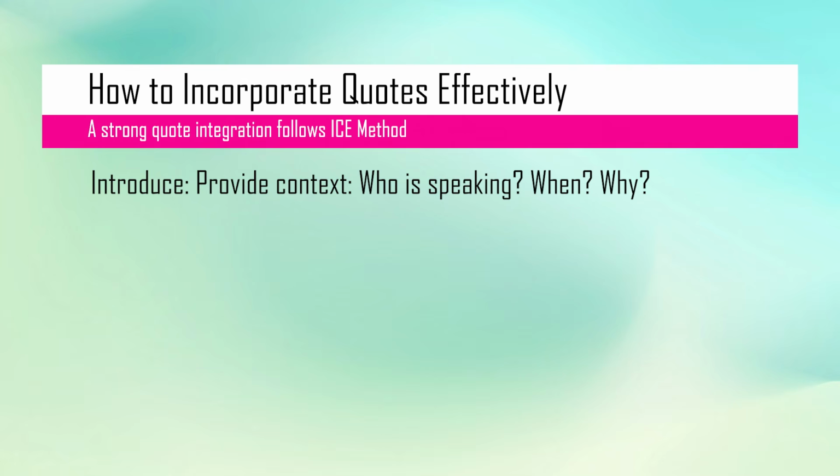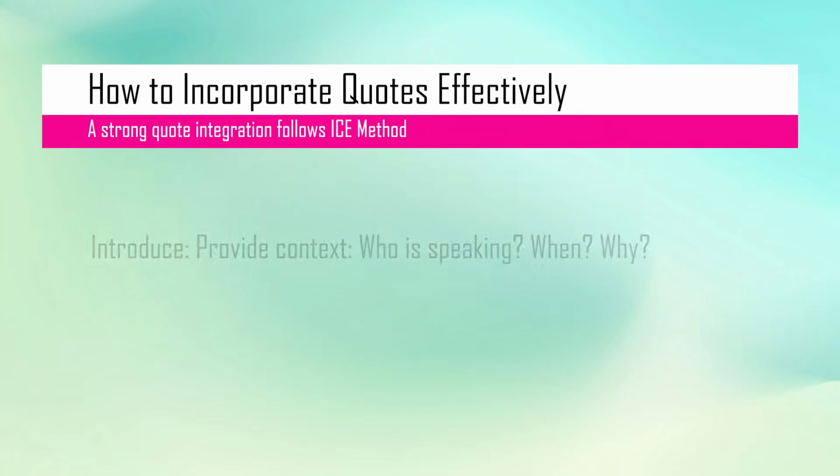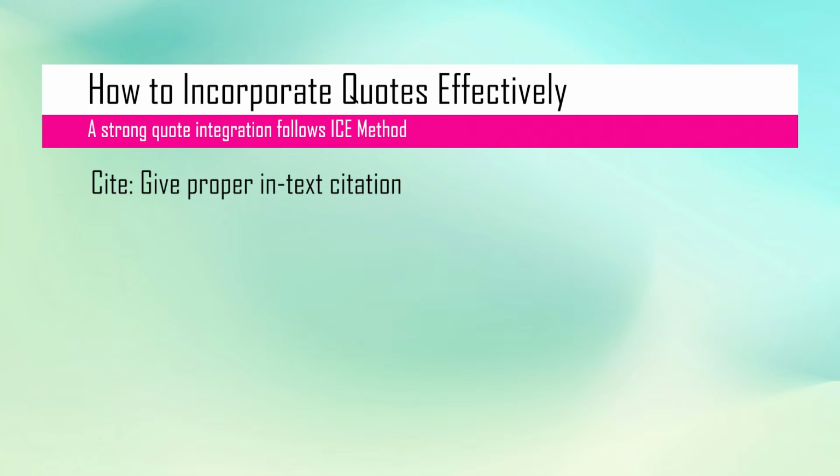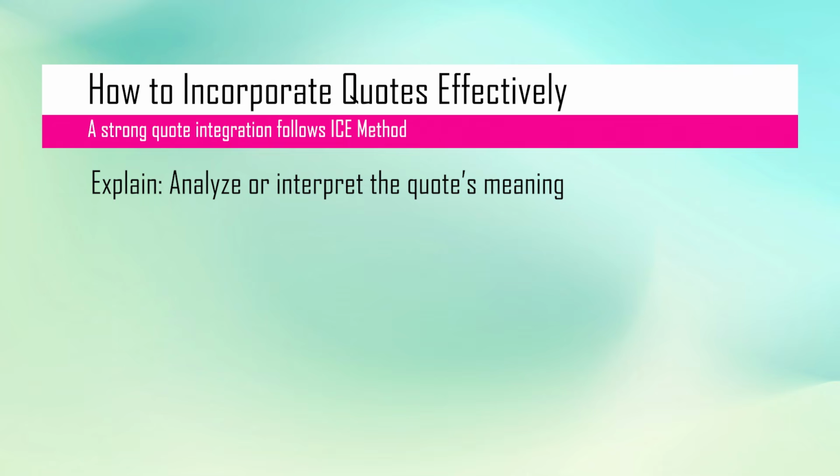I, introduce: provide the context, who is speaking, when and why. C, cite: give proper in-text citation. E, explain: analyze or interpret the quotation's meaning. To summarize, data interpretation in academic writing means explaining what your data mean and not just presenting your results. In short, it answers the question, what do these results, this data, tell us?